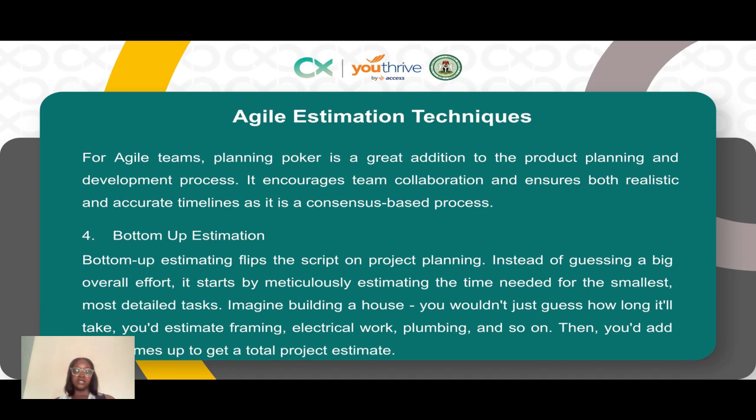There's also bottom up estimation, and bottom up estimation involves, instead of guessing a big overall effort, you estimate the time needed for the smallest details. So instead of starting from the top, you start from your smallest, most detailed task, estimate the time that will be needed for it, and then you add up the time needed for each small task to get a total project estimate. So you are breaking down a big task into smaller tasks, estimating the time for the smallest, most detailed task, adding all of it, and getting your total project estimate.